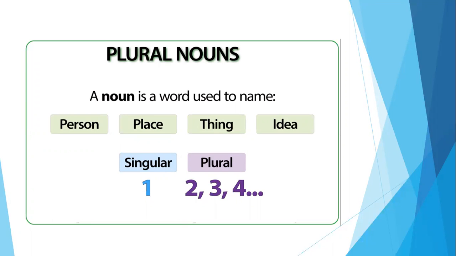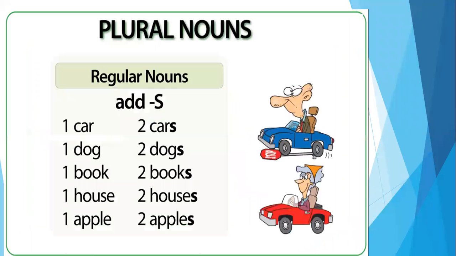Now let's see how to make a singular noun into a plural. Generally, we add S at the end of a singular noun to make it plural. You can see the examples. One car, two cars. One dog, two dogs. One book, two books. One house, two houses. One apple, two apples.